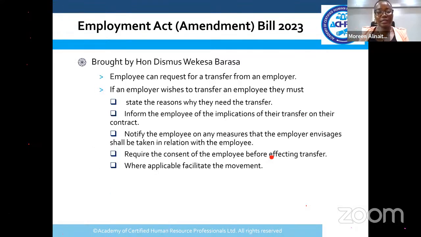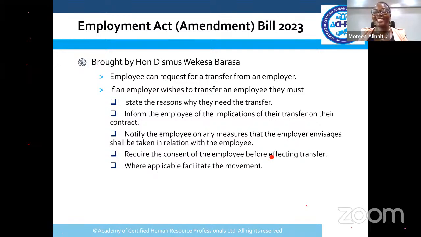Finally, this is the final one. This one has not yet been passed. It is a bill in Parliament. It came to Parliament in 2023, and it was brought by the Honorable Dismas Wekesa Barasa. What do they want to change?